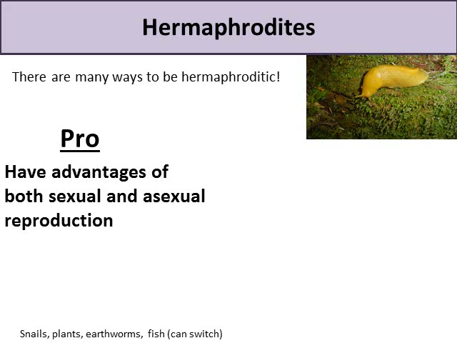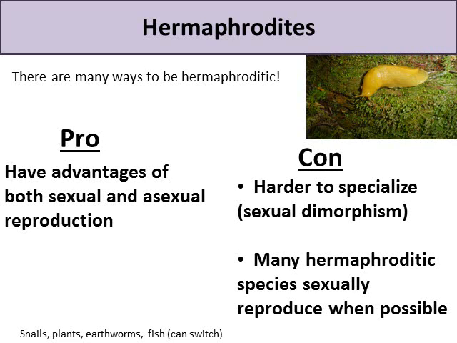There are others, like plants, that are hermaphroditic at the same time, but have certain mechanisms to prevent themselves from self-fertilizing unless they're unable to fertilize sexually. So the pros: you have advantages of both sexual and asexual reproduction, right? You can do it all. In the absence of finding a partner, you can undergo asexual reproduction. Now, there are some hermaphroditic species that have ways of preventing that, but for the most part, that's the advantage.